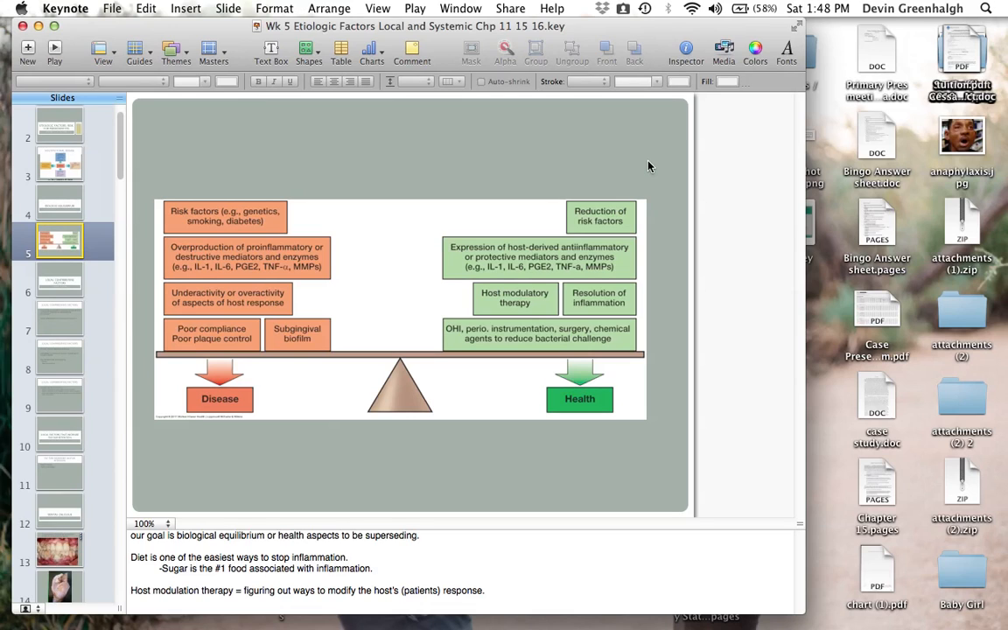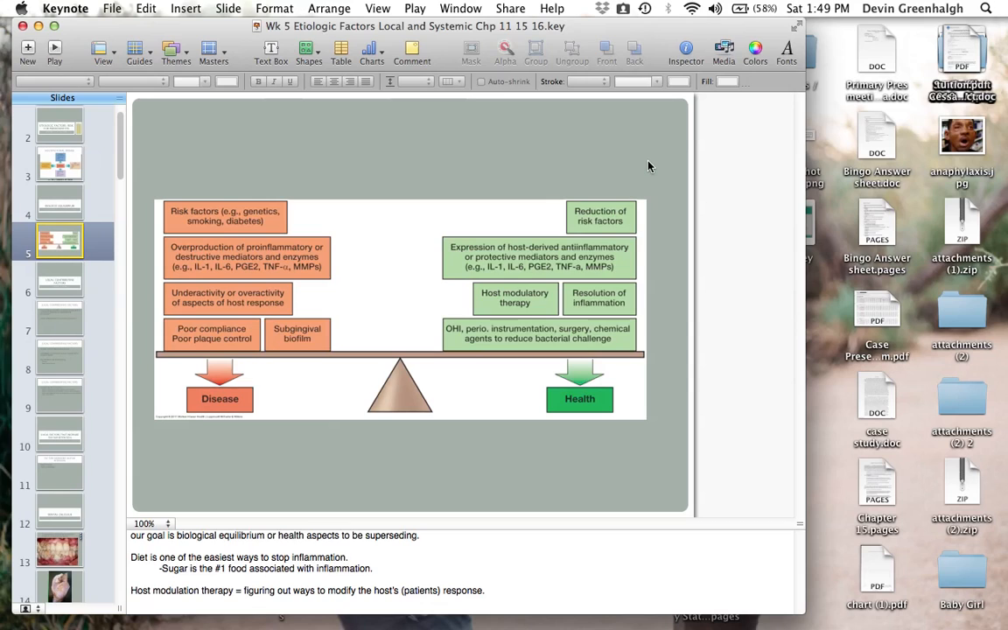Now, the disease side of the scale. Poor compliance, poor plaque control, subgingival biofilm. Those are the number one things that are going to cause it. Underactivity or overreactivity of the host response. So if your body is quick to create overzealous repair, that's an issue. Overproduction of pro-inflammatory or destructive mediators or enzymes. And then diabetes, smoking risk factors, all of those things.